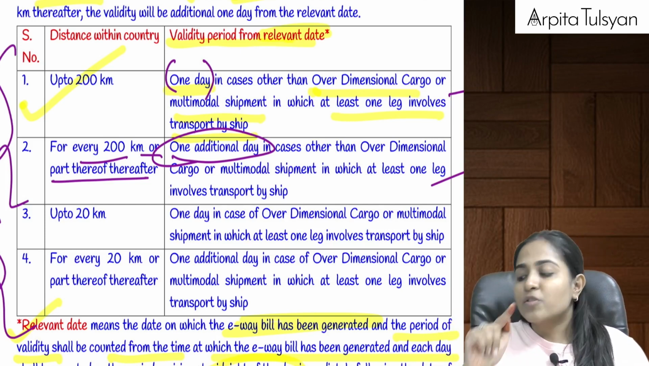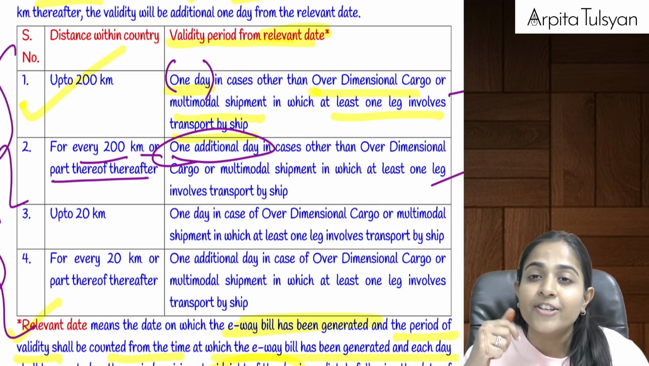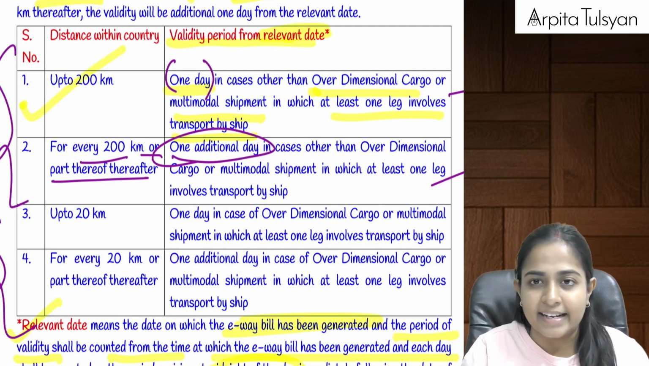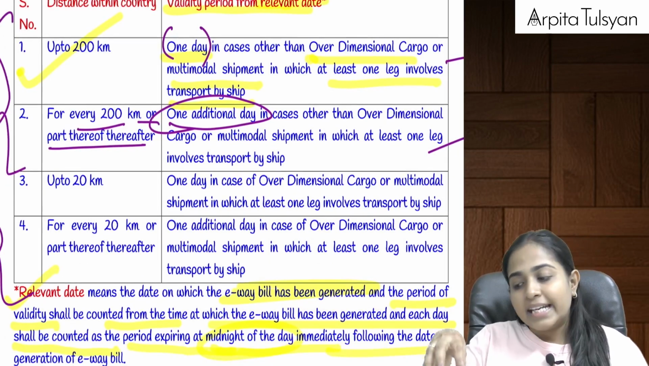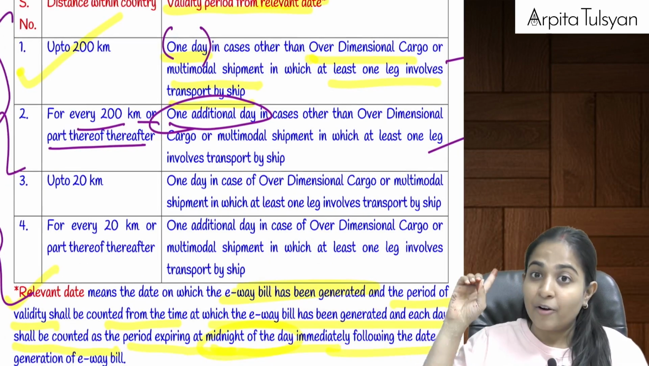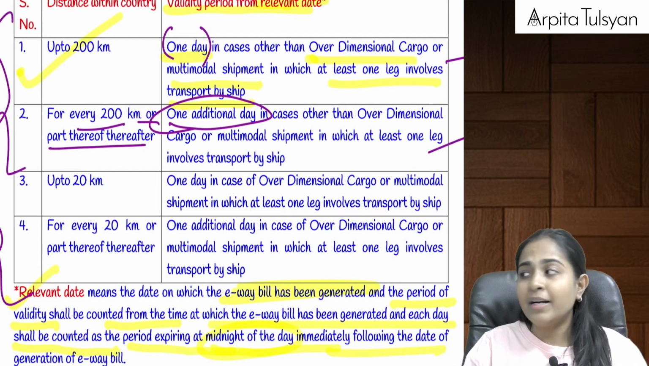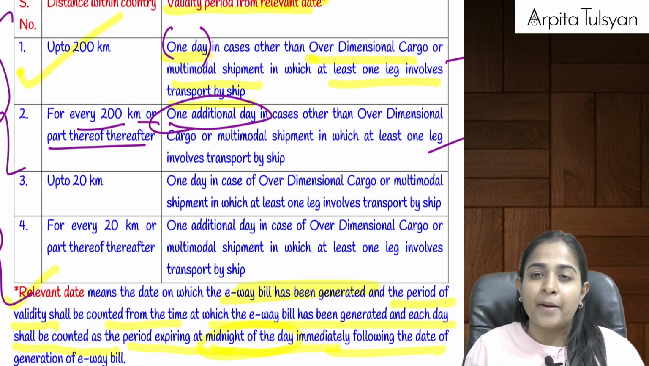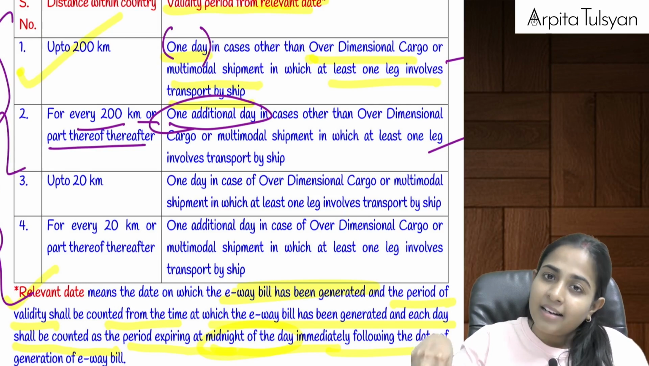Okay. Now, this 1 day plus 1 day, whatever we are calculating, this validity is from which date? This validity is going to be from a relevant date. Okay, ma'am, what do you mean by relevant date? Relevant date is the date when the e-way bill has been generated. Okay, generated, that is part B has been generated. Remember, part A plus part B both need to be generated. Once both are filled and uploaded, only then the e-way bill is generated. That date is called the relevant date.